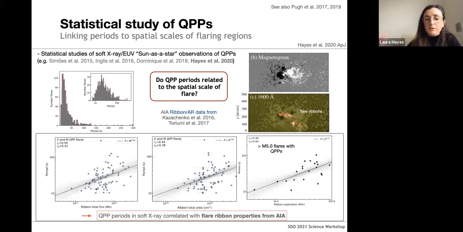So what we found, when we related the periods of the larger X and M class solar flares to these ribbon properties, is that the period scales with the ribbon properties, both with the total flux, the total area, and interestingly with the total ribbon separation. That is a proxy for loop length. So what we're determining here is that perhaps longer loop lengths host longer periods, and this helps constrain what mechanism might cause these pulsations. For example, with MHD oscillations, you might expect that the period would scale with the loop length.